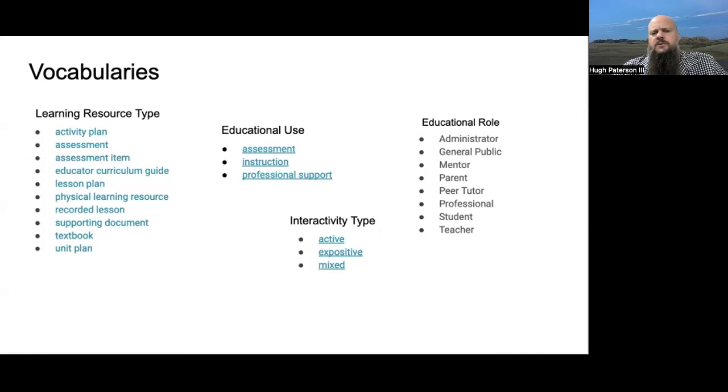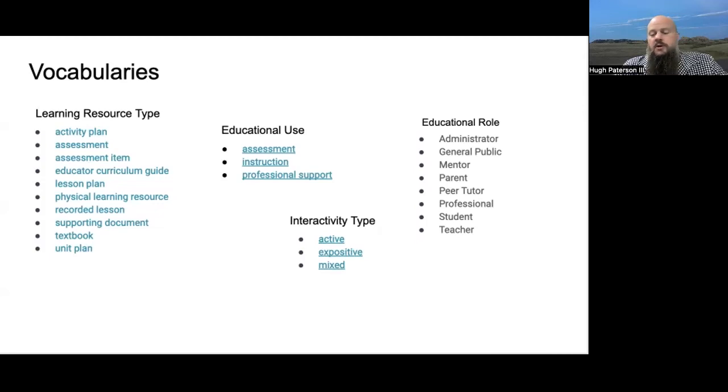I like to look at roles too. There's administrators, general public, mentor, parent, peer tutor, professional, student, and teacher. So those can be the roles that are targeted by a resource. This is a resource for administrators. This is a resource for peer tutors. And then we could describe a learning resource by activity type and also educational use.